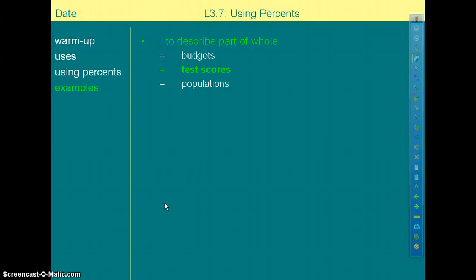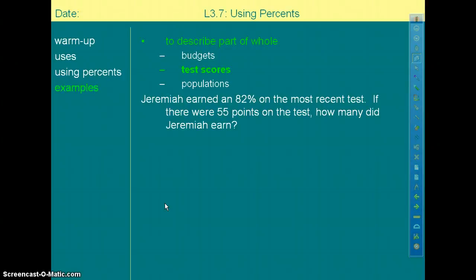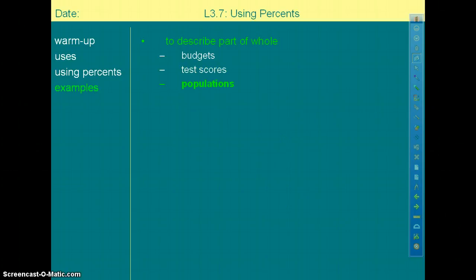We can also describe part of a whole like test scores. For example, if I tell you that Jeremiah earned 82% on the most recent math test, if there were 55 points on the test, how many did Jeremiah earn? We're looking to find 82% of 55. That's what he earned on the math test. Our percent would be represented by 0.82. Our quantity, our whole, would be represented by a 55. So the result would be 0.82 times 55, which gets us 45.1. Now, it's unlikely that Jeremiah earned 45.1, so we would do some rounding and say that he earned about 45 points on the test.